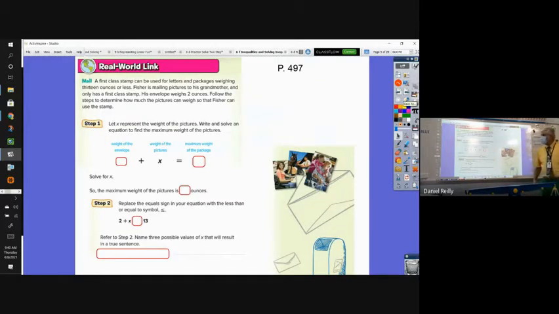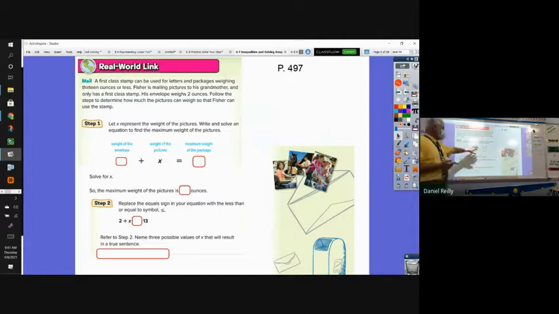All right, so let's talk about what an inequality is here, page 497 in your book. Okay, so Fisher is mailing pictures to his grandmother. And he has a first-class stamp, a regular stamp that you put in the corner of an envelope, and that stamp allows you to mail up to 13 ounces. And his envelope weighs 2 ounces. So how much weight in pictures can he put in the envelope and still mail it with a first-class stamp? 11 ounces, right? So this is one you could do. That was you, Cole, right? I can't tell because you have a mask on.